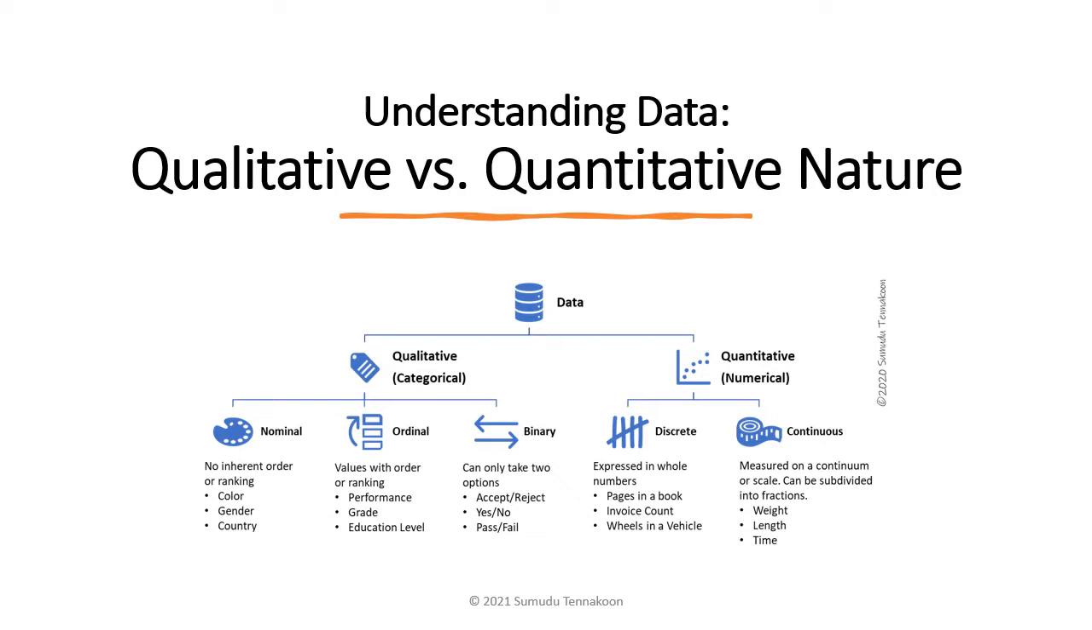In an ordinal variable, or ordinal data field, values can have an order. For example, a grade in your exam. If you pass an exam, you will get a grade A, B, C, D. So A is greater than B, we know that. B is greater than C, right? So it has an order.